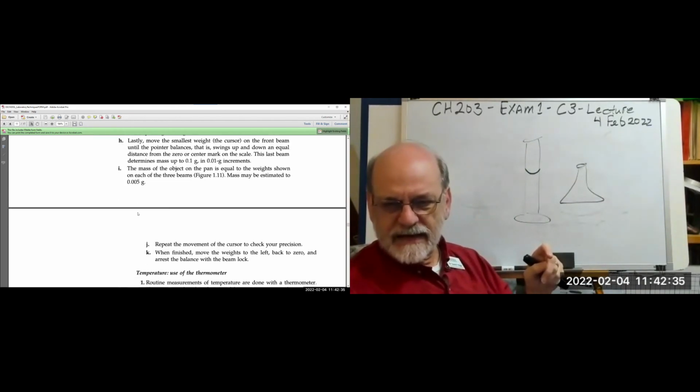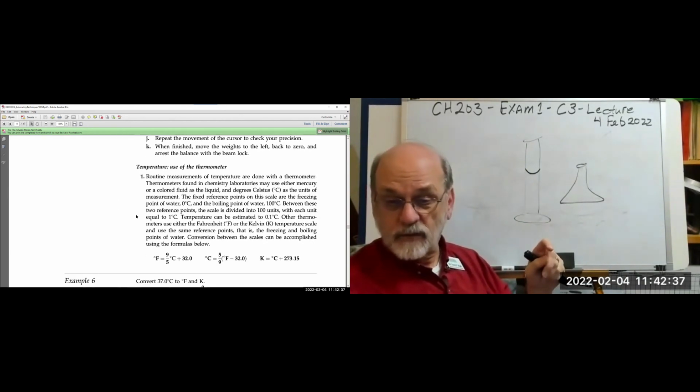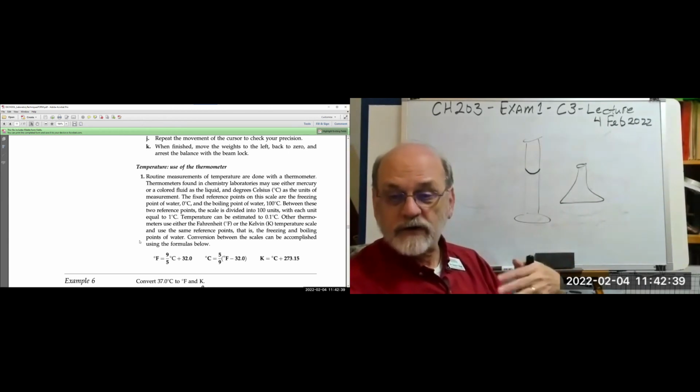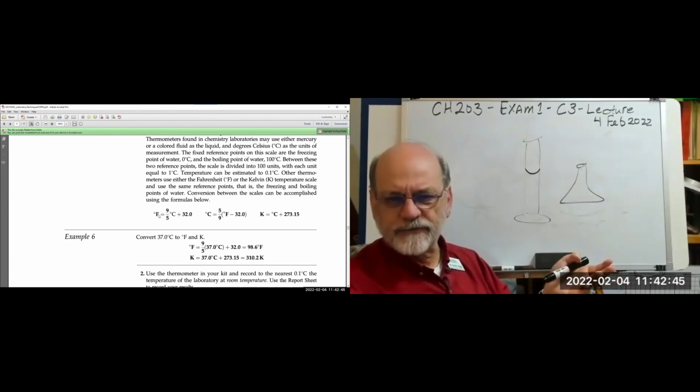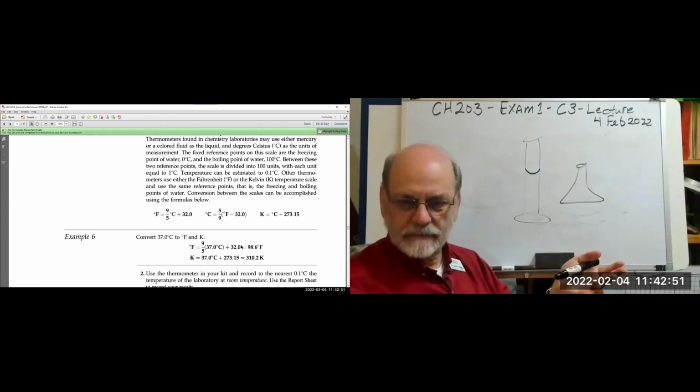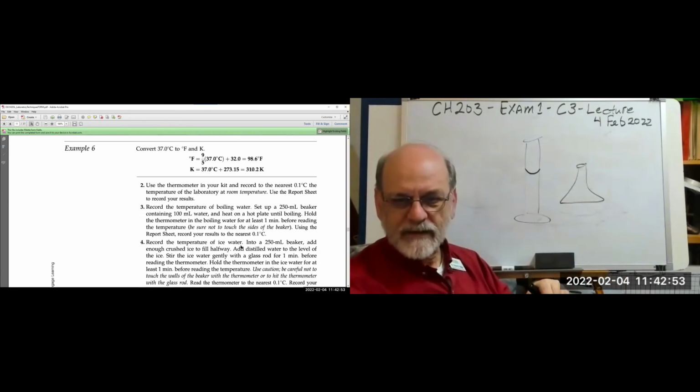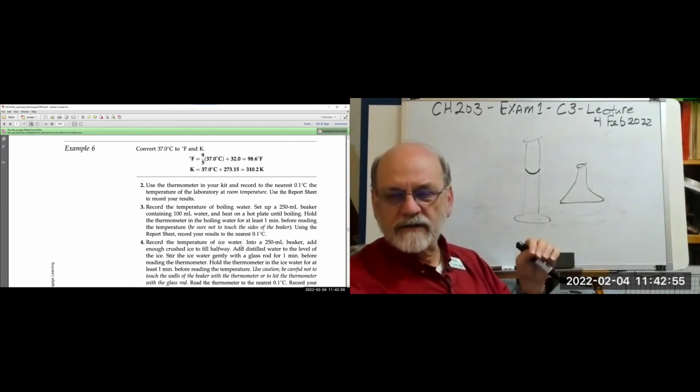Thermometer, we'll measure temperatures and convert, right? So I think we looked at that in class where you convert Celsius to Fahrenheit, or you can convert Fahrenheit to Celsius, convert Celsius to Kelvin. Measure boiling water and a mixture of water and ice.